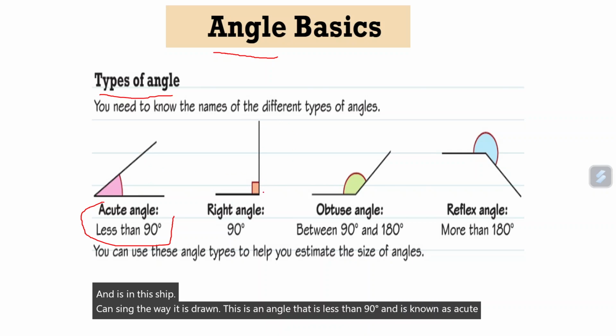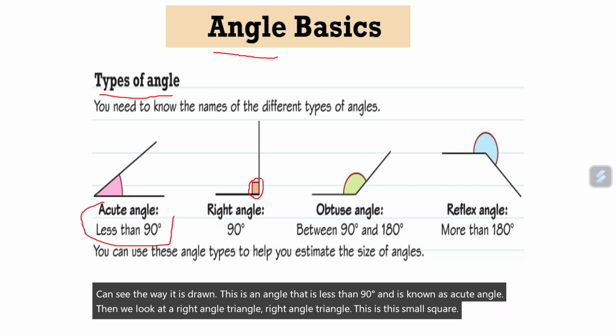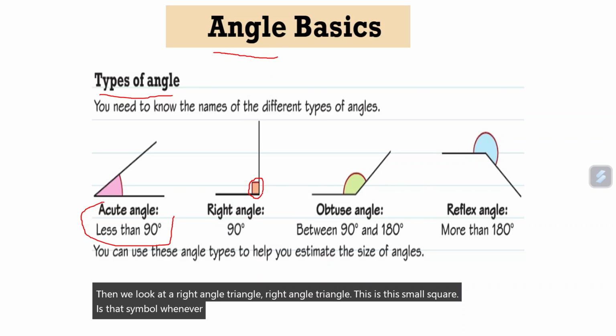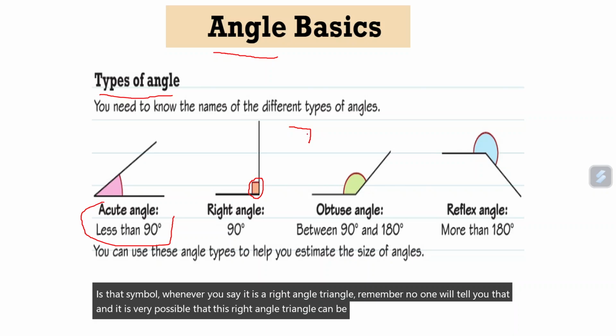Then we look at a right angle. This small square is that symbol. Whenever you see it, you know it is a right angle. Remember, no one will tell you that. And it is very possible that this right angle can be drawn in any shape. It can be in any shape or any form.